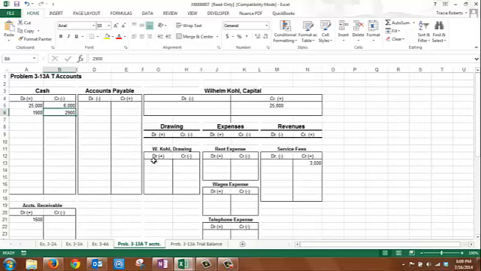And because it was an owner's draw, we're going to come to our owner's draw side and see what happened with that money. It's now ours. So our owner's draw increases $2,900. So we have a debit on owner's draw, and we have a credit on the cash account of $2,900.